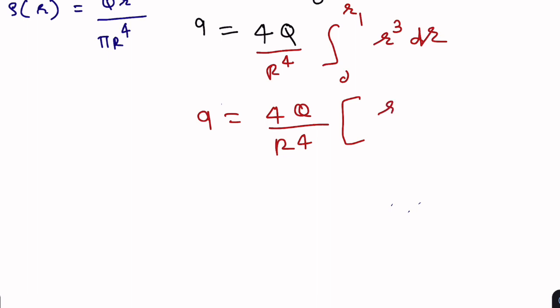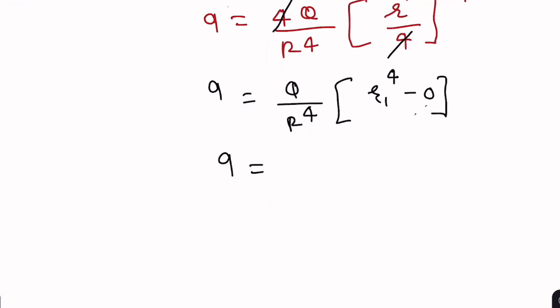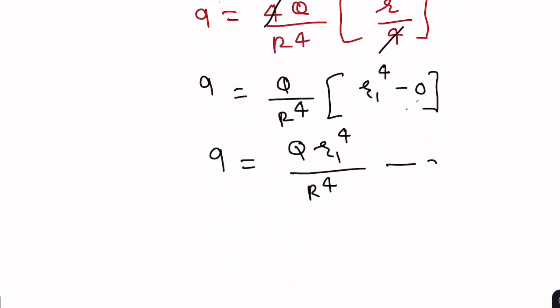Integration of r cube is r raised to 4 by 4. Put the limit 0 to r1. 4 gets cancelled. Therefore, q equals Q by R raised to 4, put upper limit r1 to the 4 minus 0 lower limit. Therefore, the charge enclosed by the Gaussian surface is Q r1 to the 4 by R raised to power 4. This gives the charge enclosed by the Gaussian sphere.